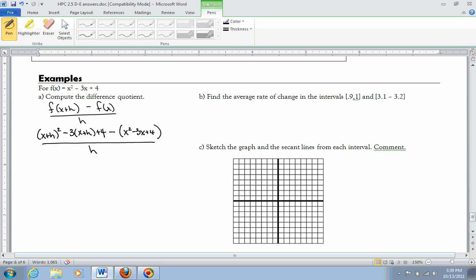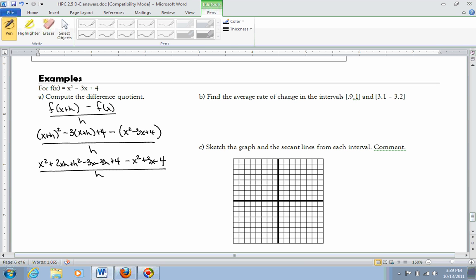In the numerator, we have to FOIL the first one. That's x squared plus 2xh plus h squared. Second part, you're going to distribute the negative 3: x minus 3h. And the last set, this negative goes to everything in our original function and changes all the signs.